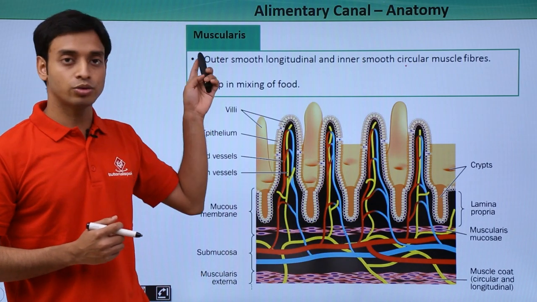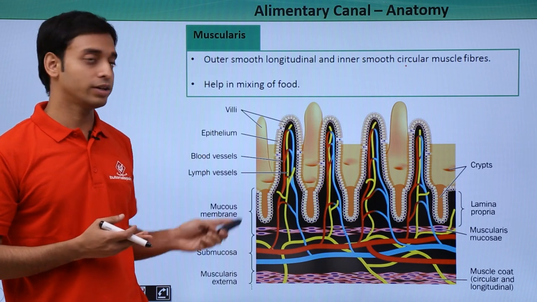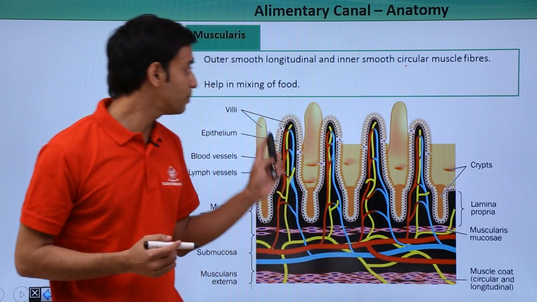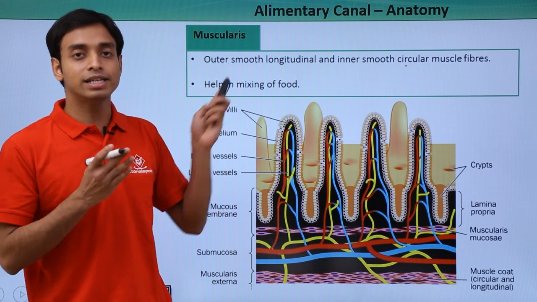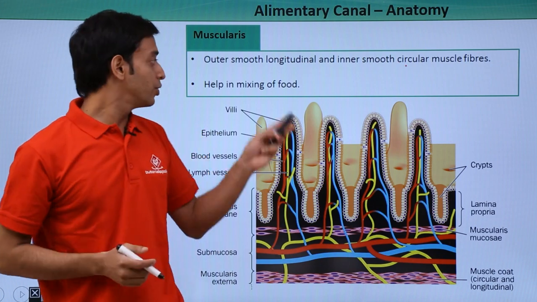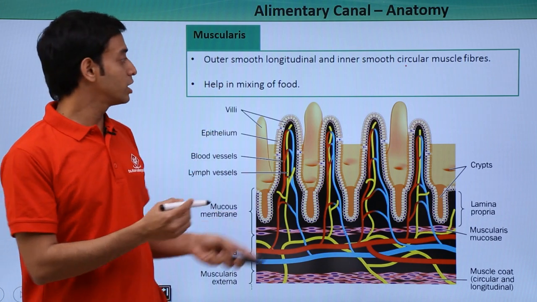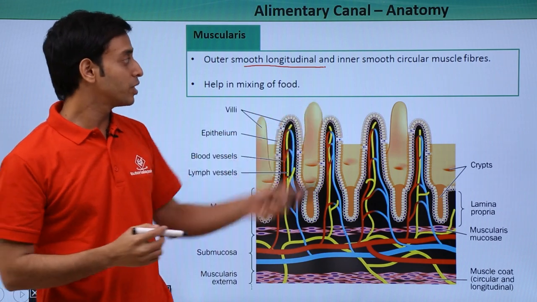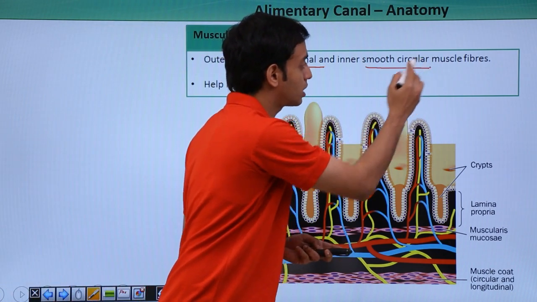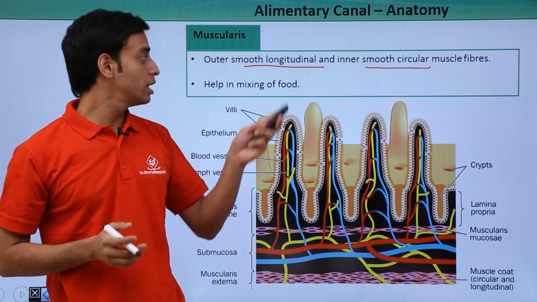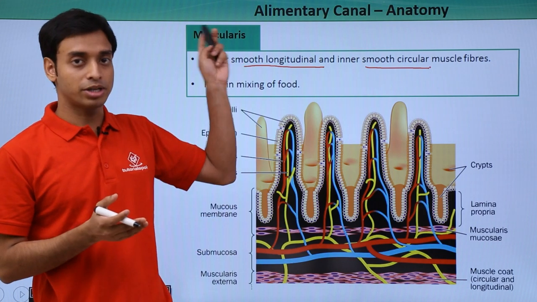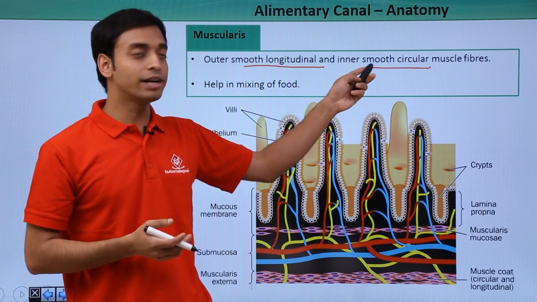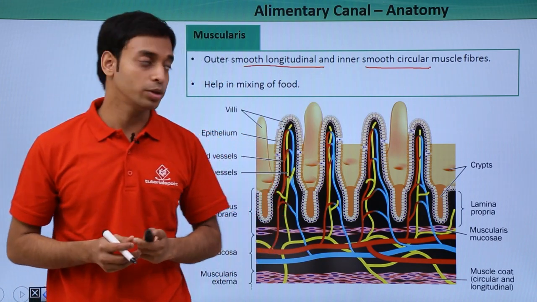After this layer of serosa comes the muscularis layer, known as muscularis. So here you can see this is the muscularis layer. The layer of muscularis is basically made up of 2 layers. The outermost layer is made up of smooth longitudinal muscle fibers, whereas the innermost layer is made up of smooth circular muscle fibers. So here is the difference. The outer layer of the muscularis is made up of longitudinal smooth muscle fibers, whereas the inner layer is made up of smooth circular muscle fibers.